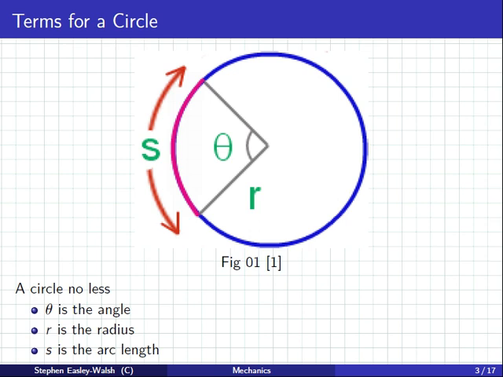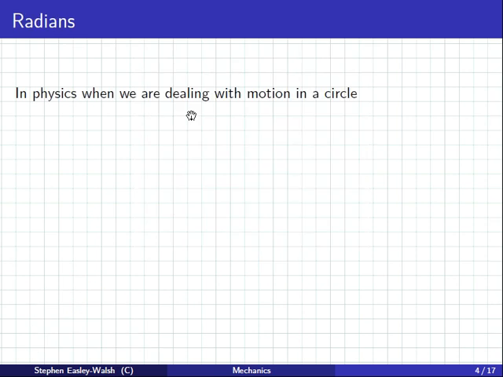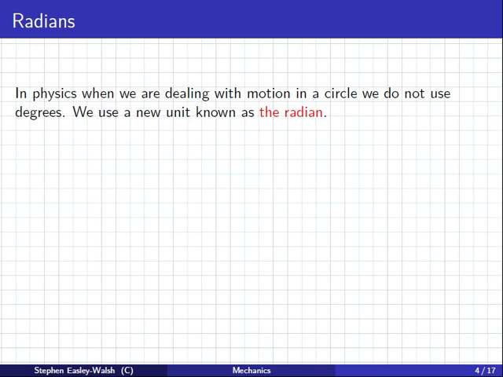Alright, you got that? Okay. Continue. So in physics, when we're dealing with motion in a circle, we don't actually use degrees. We use something called radians. Now, do you know what a radian is? It's the segment of a circle. Yeah.